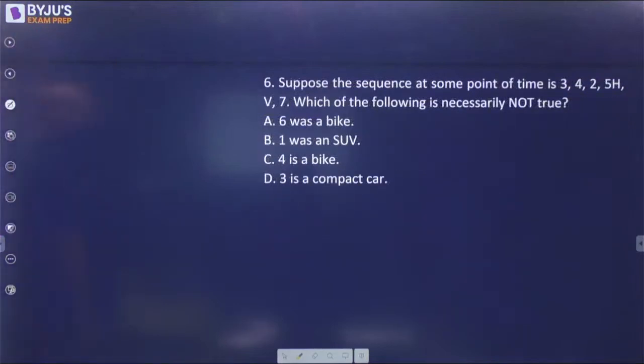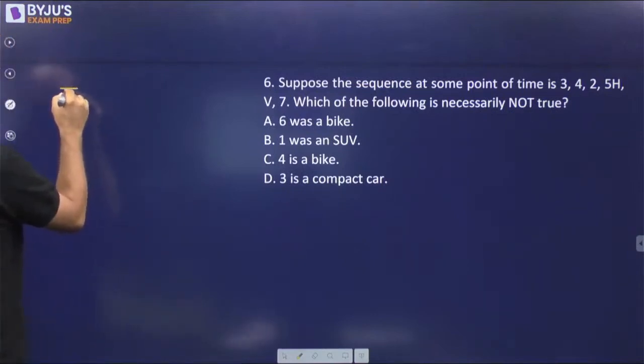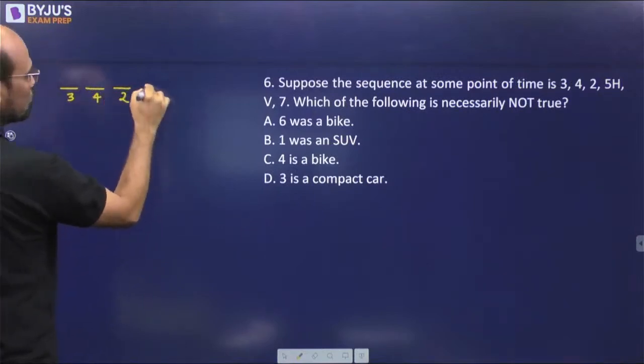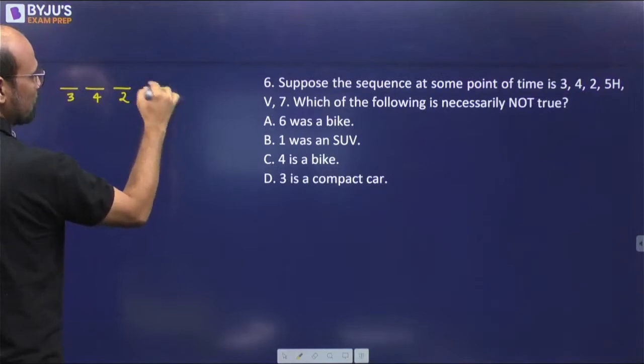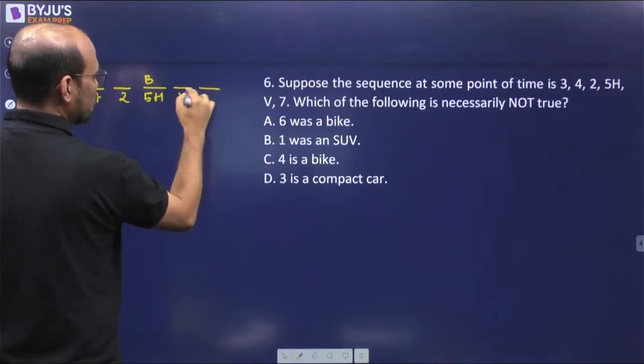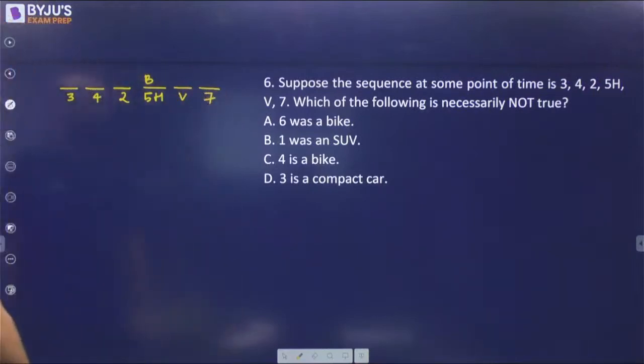Next. Suppose the sequence at some point of time is 3, 4, 2, 5H, definitely a bike here, vacant, and 7. Which of the following is necessarily not true? Okay, how can this be formed? Let's start with the options, of course.